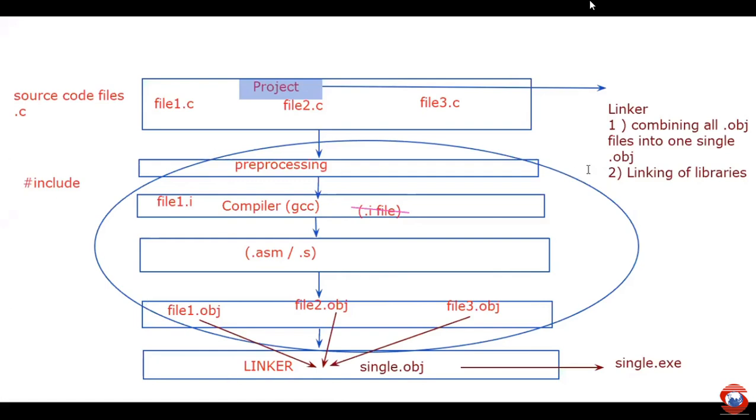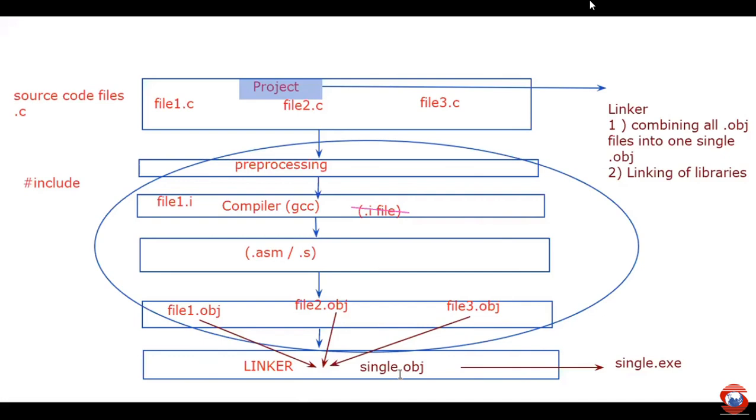those obj files must be linked together, because I cannot tell anyone, please execute the 50th file, please execute the 25th file, please execute the 100th file, please execute the first file. You have to follow the sequence. This I cannot do, and that's the reason the linker will do the job for me. It will try to link and generate one single object.